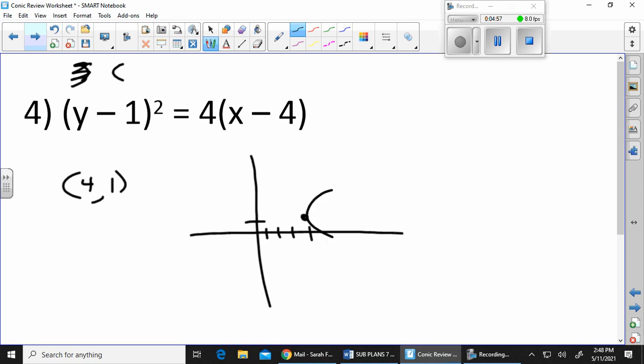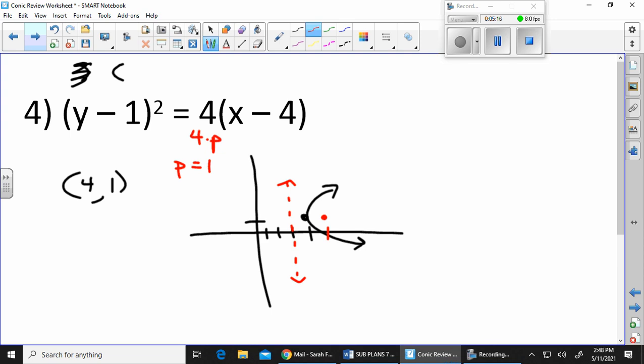So remember with that, I just need you to draw it. Think of 4 times p, so that means p is 1. So inside I go 1, I go left, there's my information.